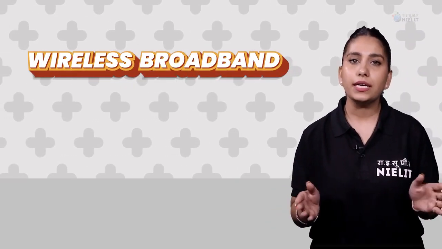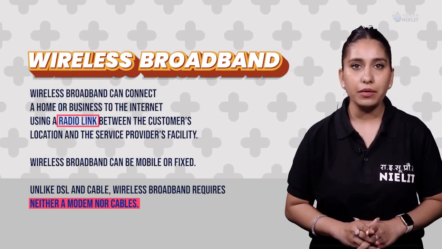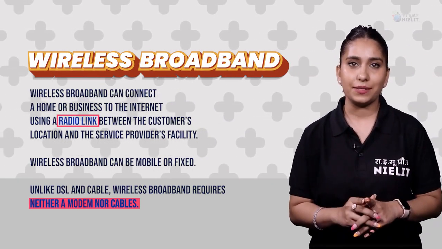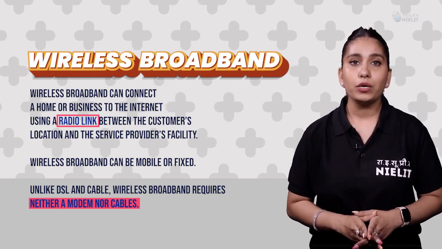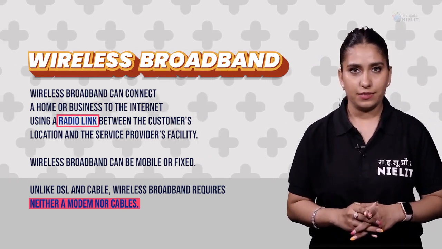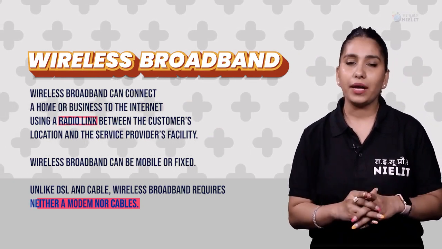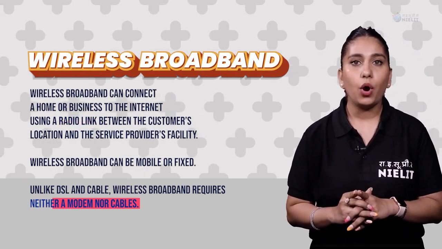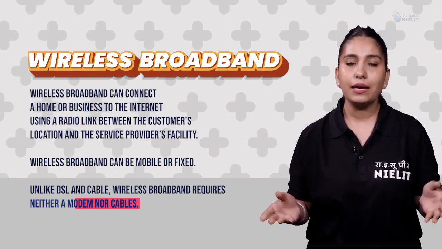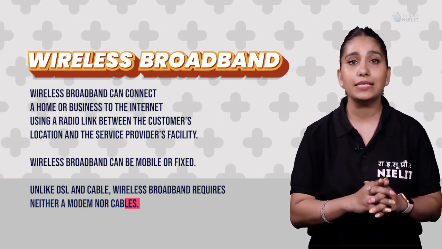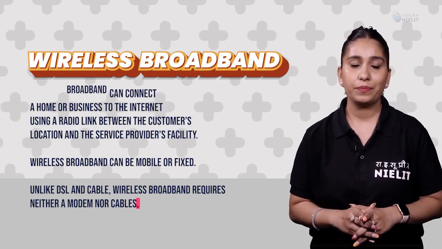Wireless broadband can connect a home or business to the internet using a radio link between the customer's location and the service provider's facility. Wireless broadband can be mobile or fixed. Unlike DSL and cable, wireless broadband requires neither a modem nor cables, and as a result, it can be easily established in areas where it is not feasible to deploy DSL or cables.